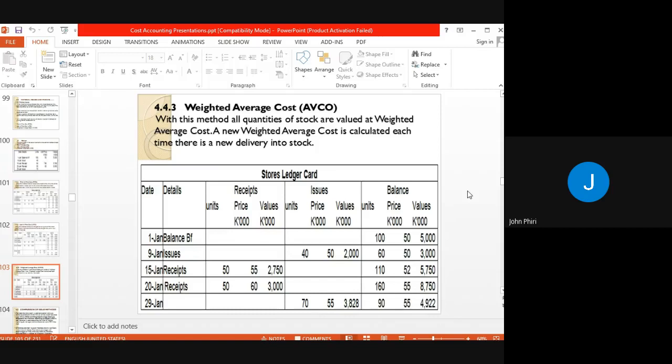Let's then do the weighted average cost. In this method, all quantities of stock are valued at weighted average cost. Each time you receive the goods, there is going to be a new weighted average, so to speak. Okay?